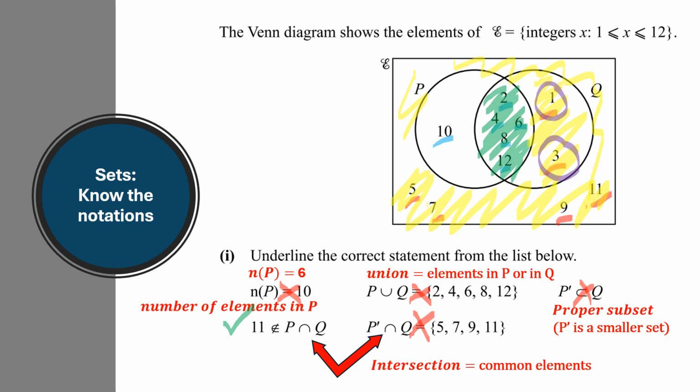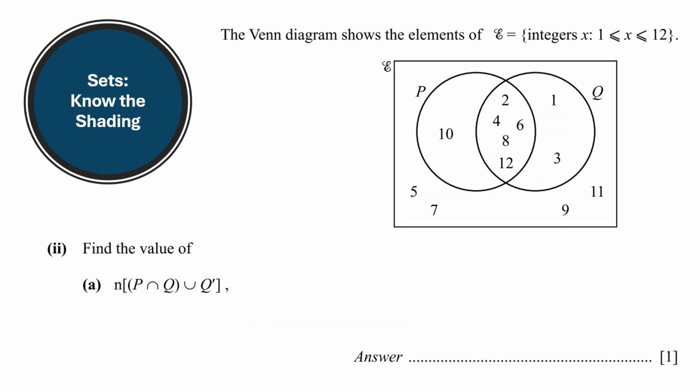All right, 11 is not an element of P intersect Q. So we are supposed to underline, so therefore we will need to underline this answer. So 11 is not an element in P intersect Q. Okay, let's move on to the next part of the question.